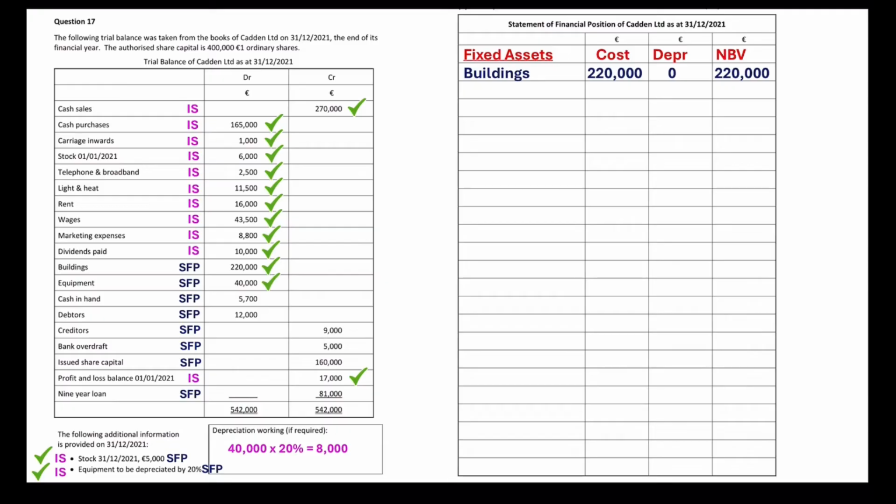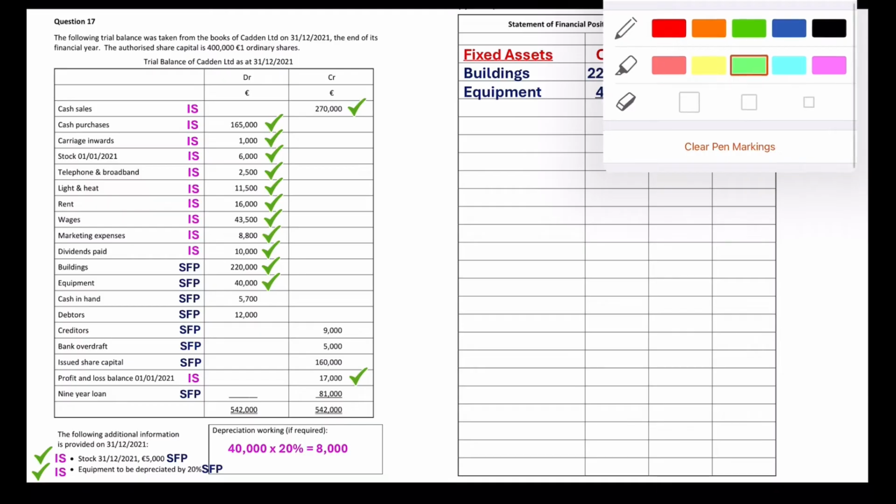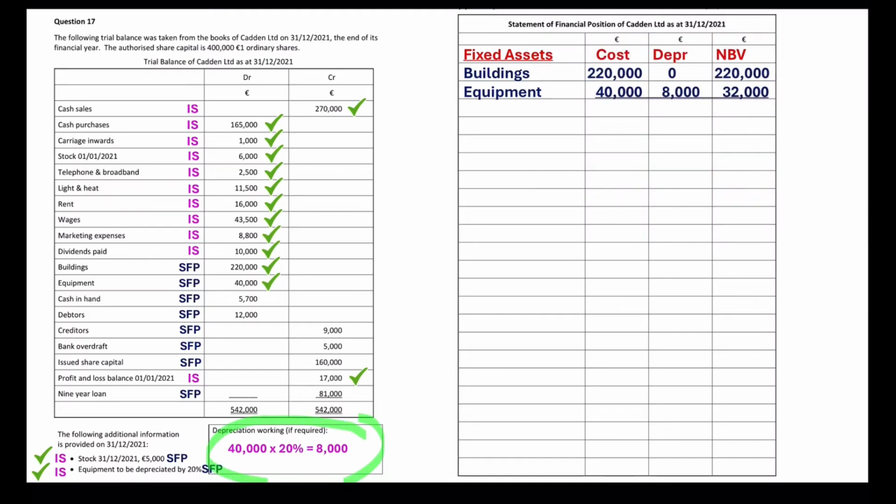Then we have equipment, 40,000, and remember our 8,000 from down below, 8,000 that we had there in the income statement. So therefore we have a net book value in the equipment of 32,000 euro. We have to top them all up. So we're going to have 260,000 is the total for the cost, 8,000 is the total for the depreciation, and 252,000 is the total for the net book value.